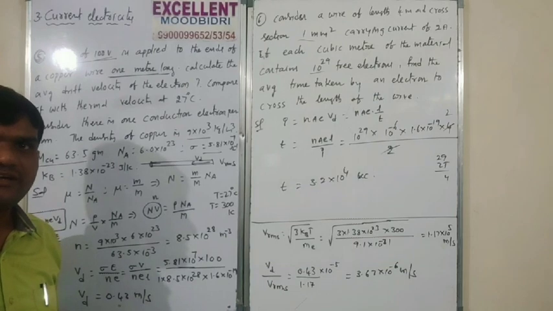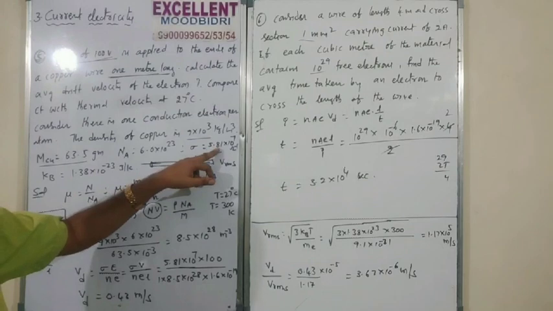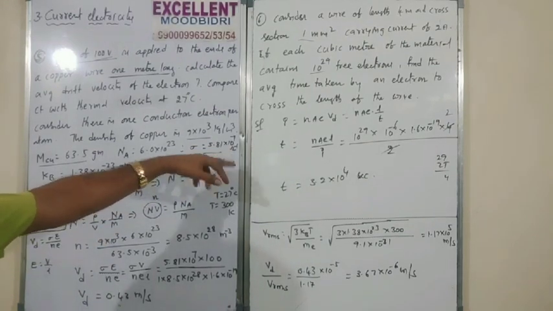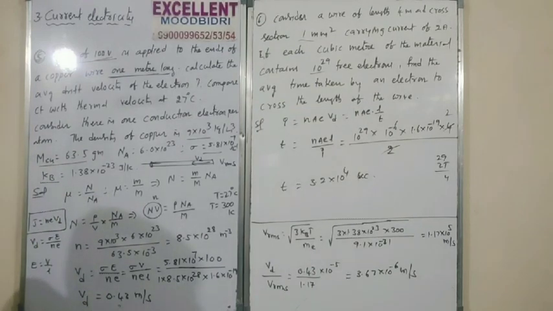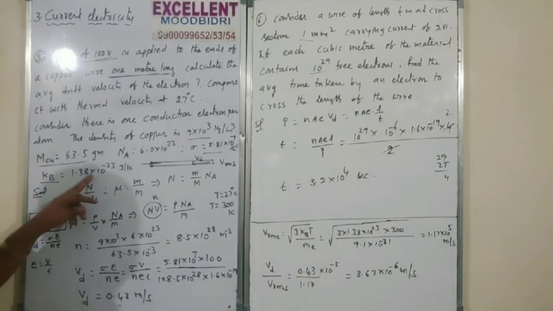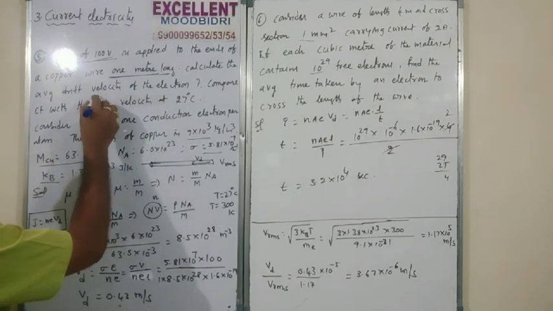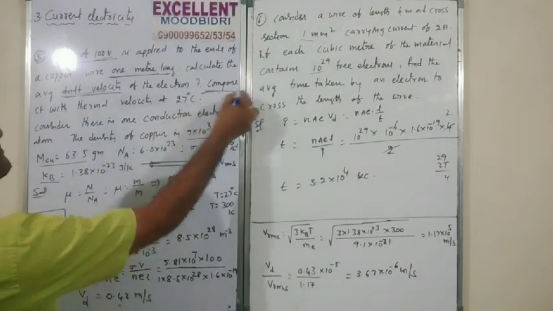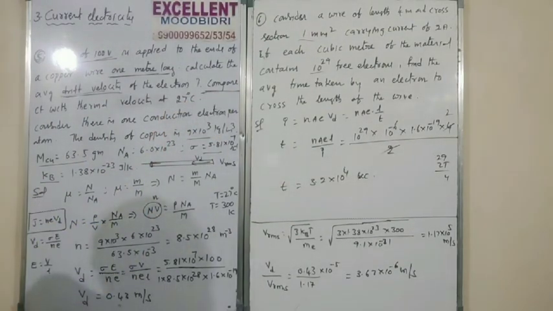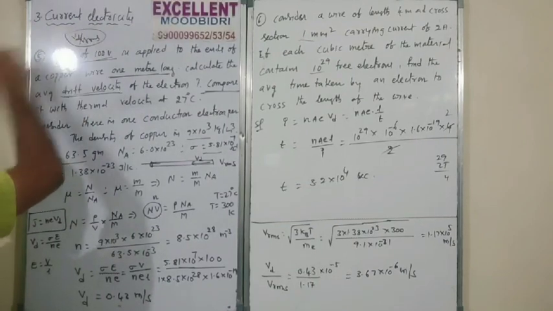So sigma, that is conductivity, is equal to 5.81 into 10 power 7 ohm inverse. And kB means Boltzmann constant, 1.38 into 10 power minus 23 joule per Kelvin. Then what is the question asking? The first question is drift velocity Vd. The second question is a comparison: Vd by Vrms is equal to what?